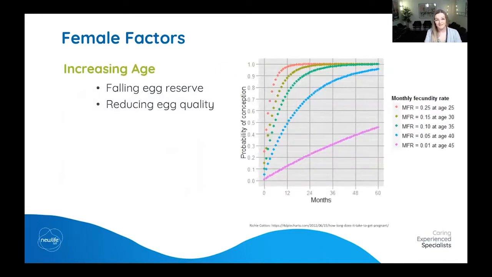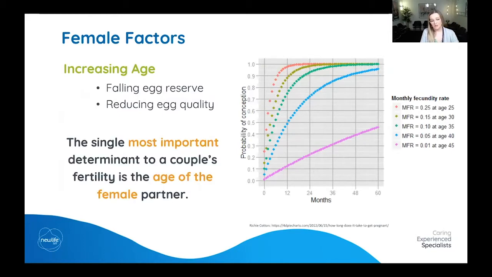And finally, and unfortunately, the last thing to discuss in terms of female factor subfertility is increasing age. Maternal age is the single most important determinant of a couple's fertility, and this is because of falling egg reserve and reduced egg quality.